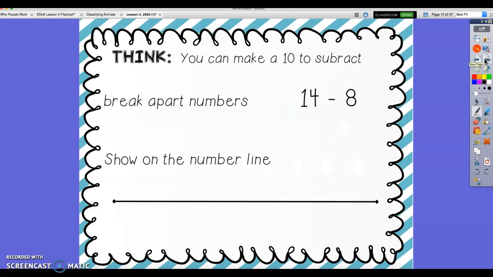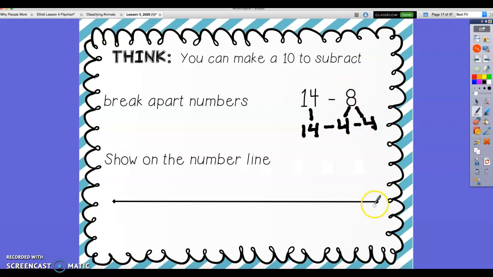All right, I'm going to show you another one. So we have 14 minus 8. Well, I have the number 14. I don't want to do anything with that number. I want to take away 8 altogether, but I want to break it apart first. So I have 14 and I want to get to 10. So I need to take away 4. 14 minus 4 is 10. Well, I need to take away 4 more so I can take away 8 in all.